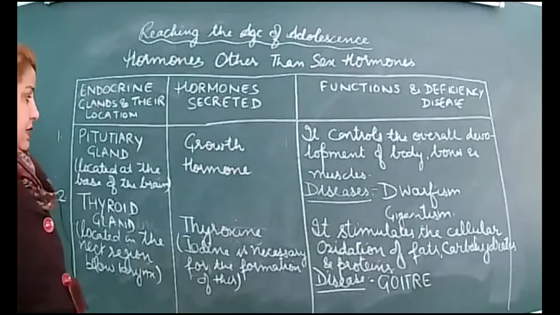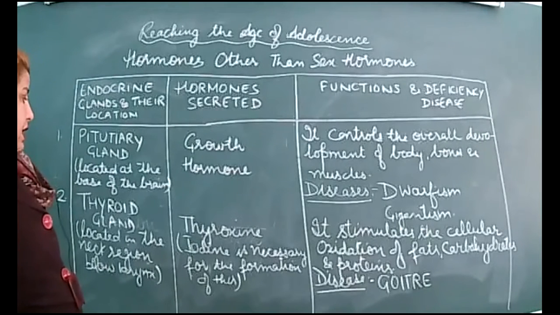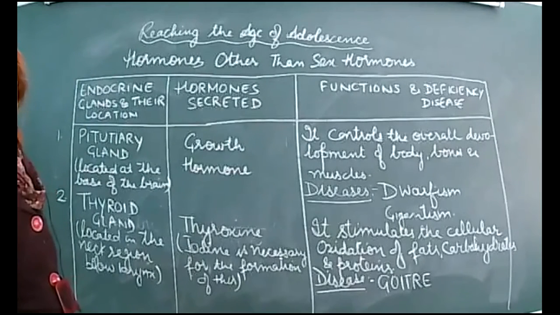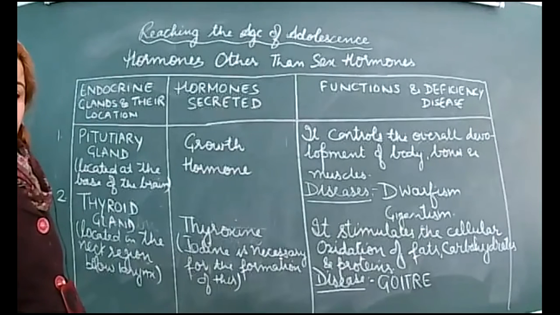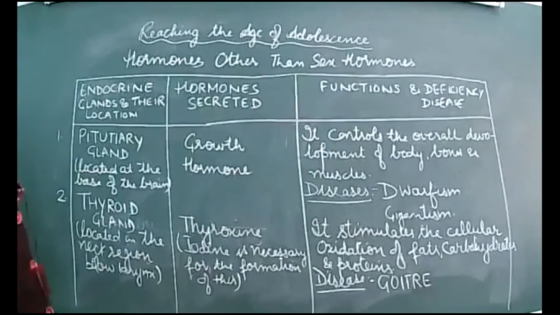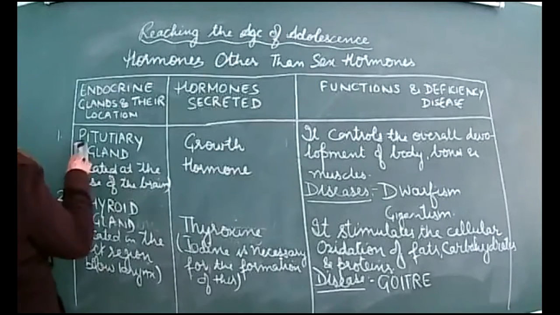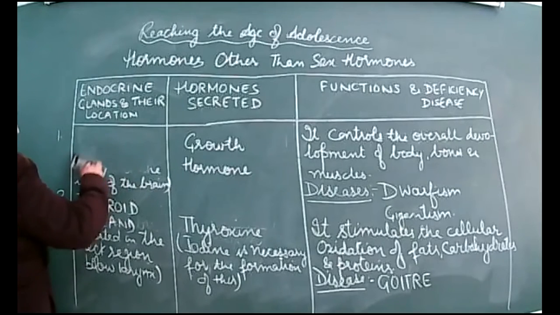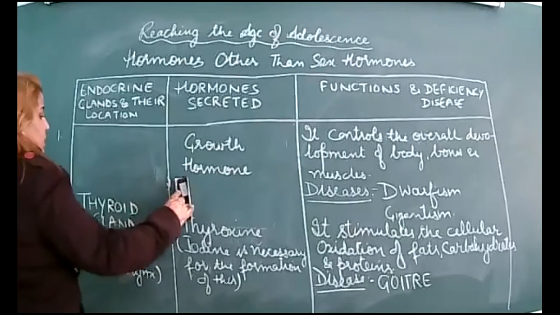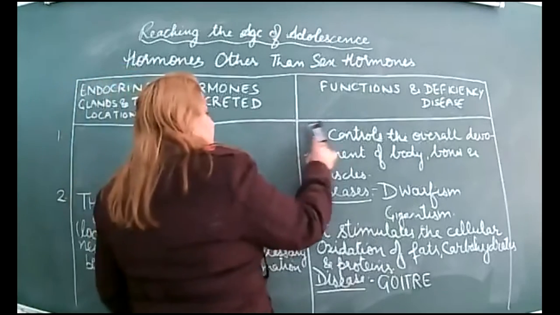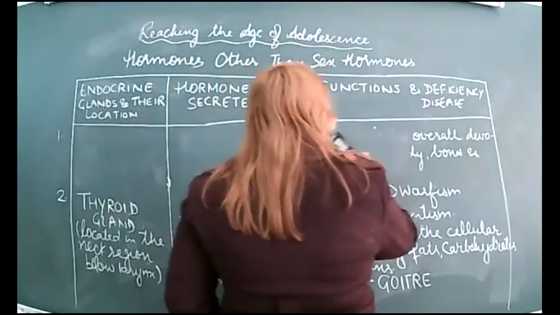Both glands, the pituitary gland and the thyroid gland, are clear, beta. Okay. Then write down the third gland. I am erasing this one. Third gland, write down adrenal gland.